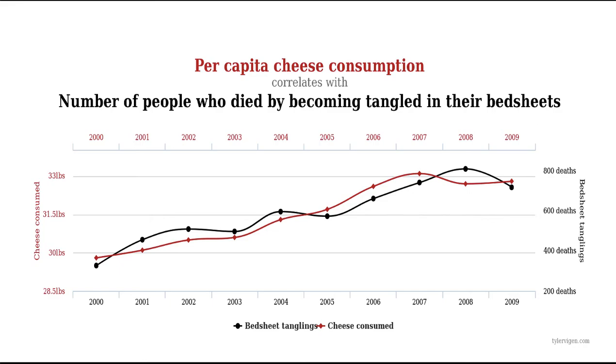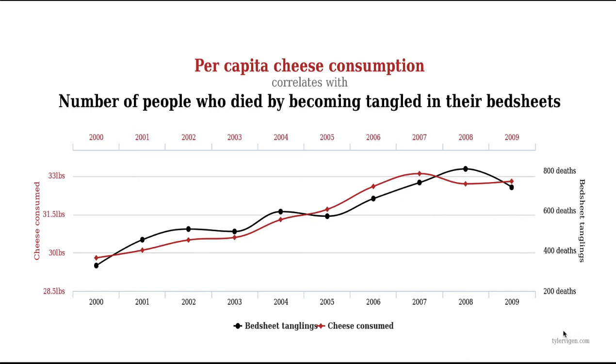Before I get to that, here's just a sample of what that data might look like. So you can see that here's the plot. They're moving together in tandem, so this is a positive correlation. As cheese consumption goes up, bed sheet tangling also goes up. And so you can see, hey, those two things are really highly correlated.